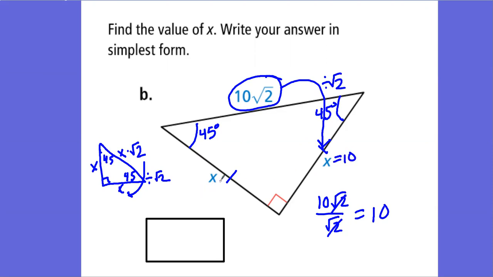And realize that that makes sense, because if I would have started here with 10 units across from my 45, multiplying by the square root of 2 gives me that 10 root 2.